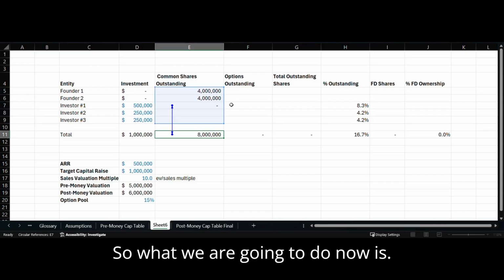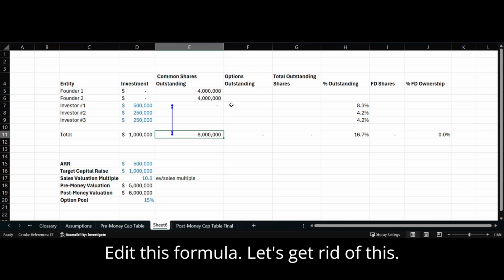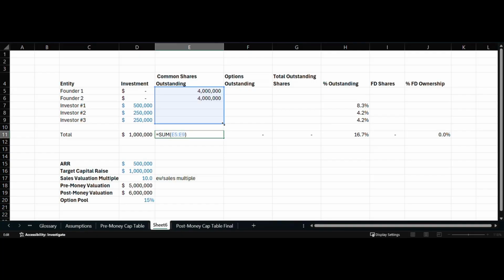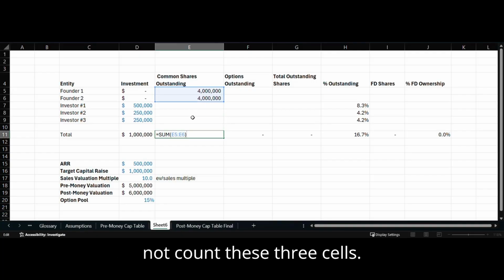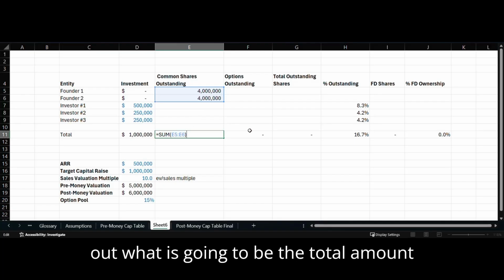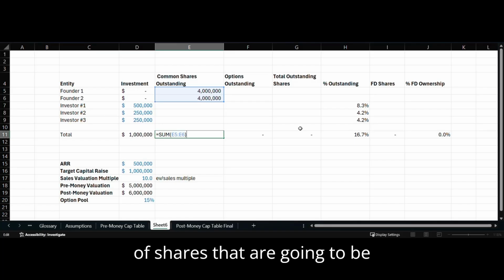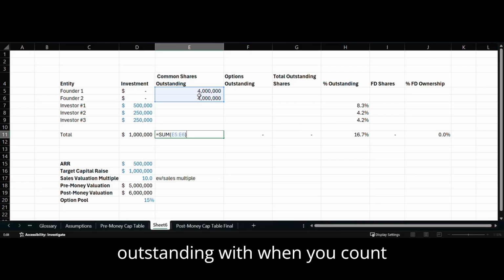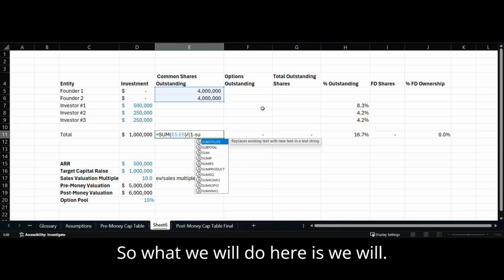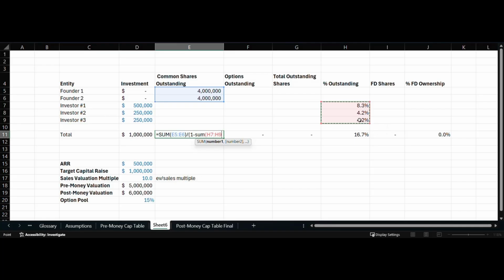So what we are going to do now is edit this formula. Let's get rid of this. We're going to edit this formula to not count these three cells. At this point, we just want to figure out what is going to be the total amount of shares that are going to be outstanding when you count these 8 million plus these percentages that the investors will own. So what we will do here is create this formula.